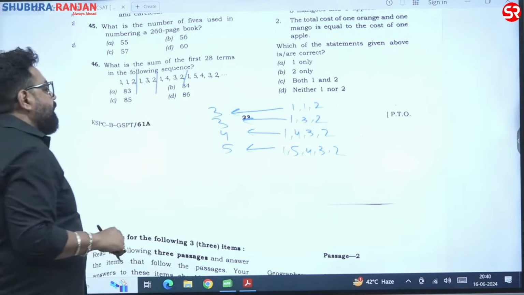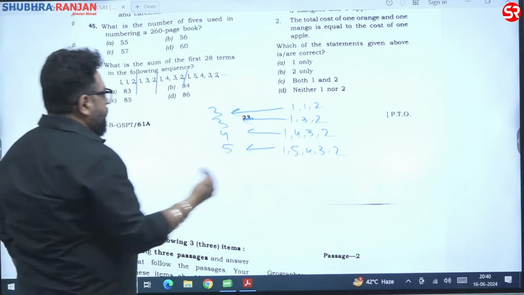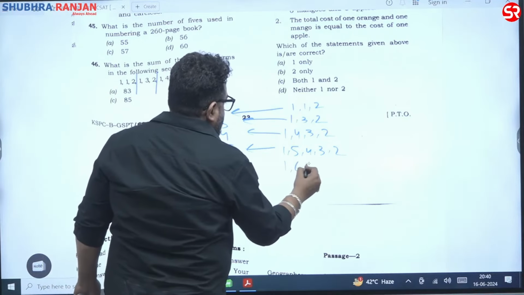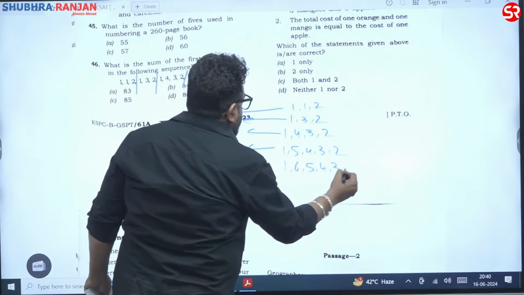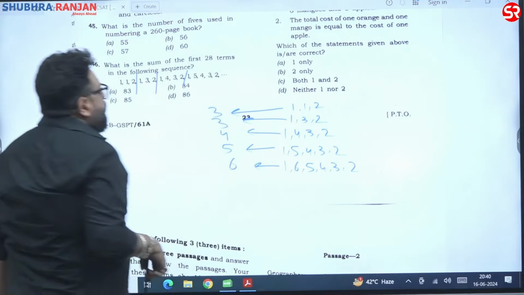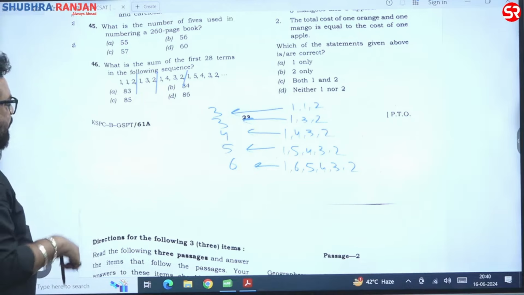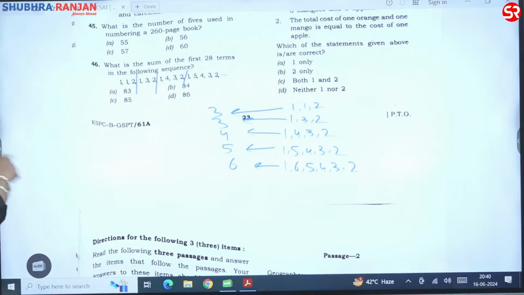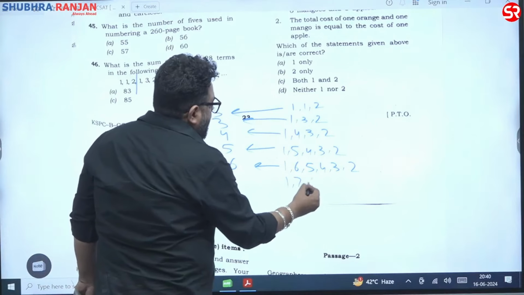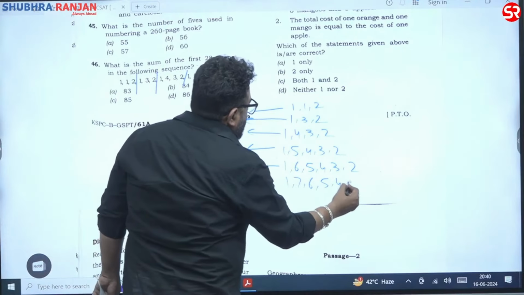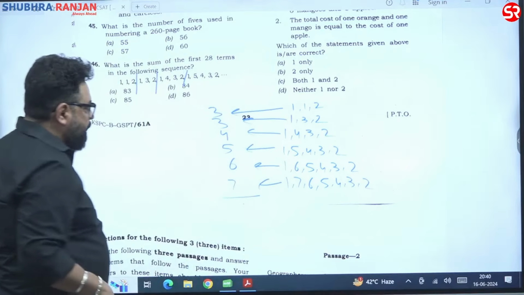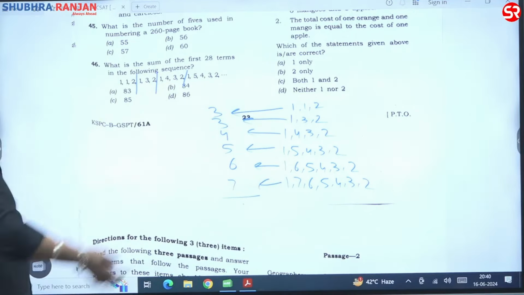So 3 plus 3, this is 15 terms. So I have to write more. So it is 1 6 5 4 3 2. So देखो कितना हो गया, 6 more terms. So now just check out, 15 plus 6 comes out to be 21, and one more, 1 7 6 5 4 3 and 2, which comes out to be 7 more. 21 plus 7 is 28. So now this is complete.